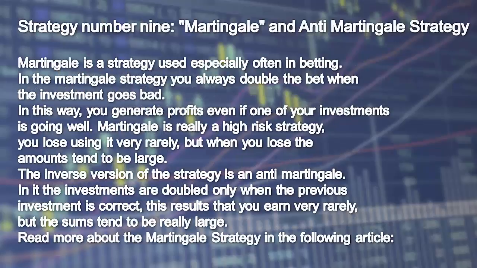Strategy number 9. Martingale and anti-martingale strategy. Martingale is a strategy used especially often in betting. In the martingale strategy, you always double the bet when the investment goes bad. In this way, you generate profits even if one of your investments is going well. Martingale is really a high-risk strategy. You lose using it very rarely, but when you lose, the amounts tend to be large.